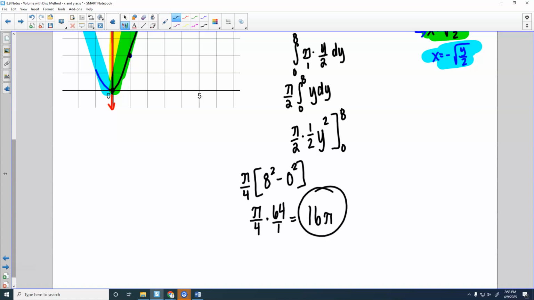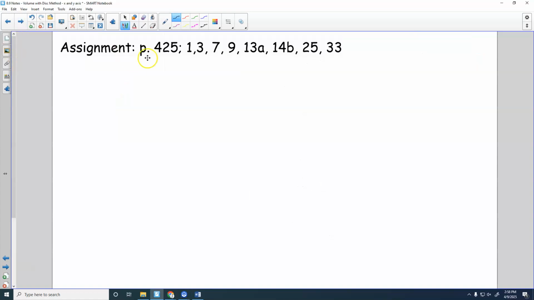All right, so our textbook has several of these. So you've got 1, 3, 7, 9, 13A, 14B, 25, and 33. And let me look at them really quickly and tell you which ones I'm going to let you use the calculator on.